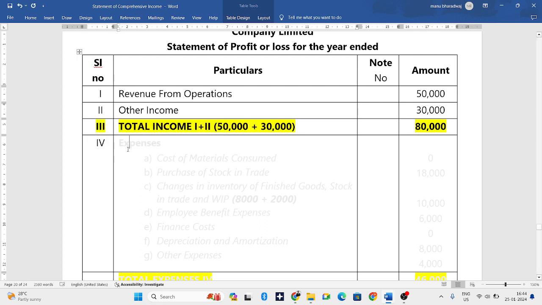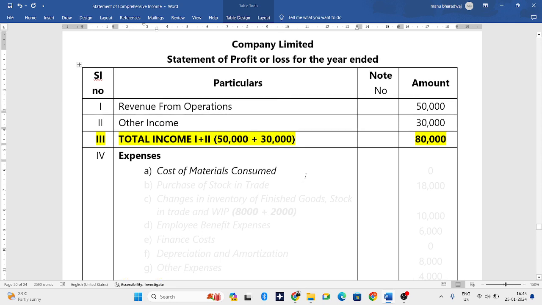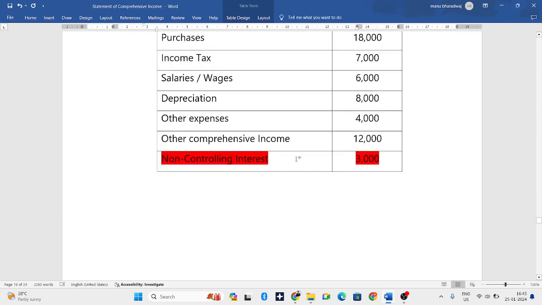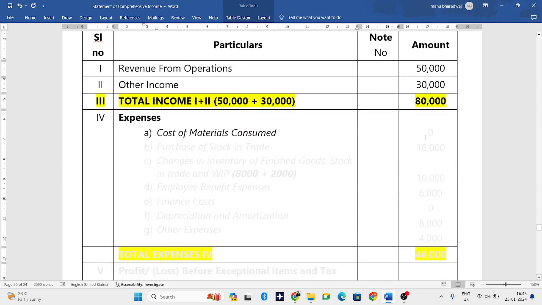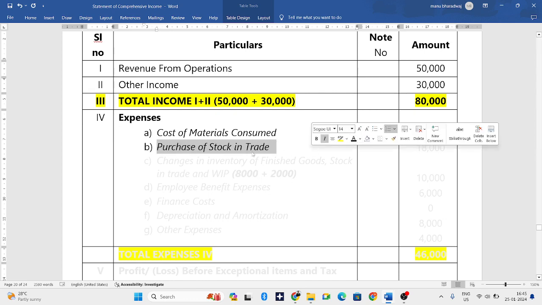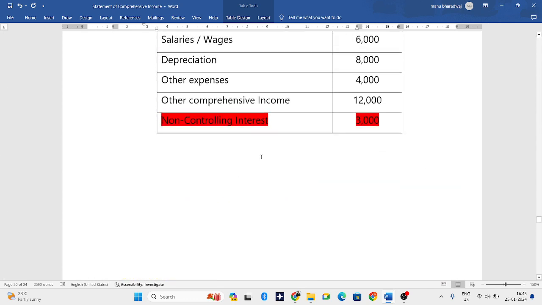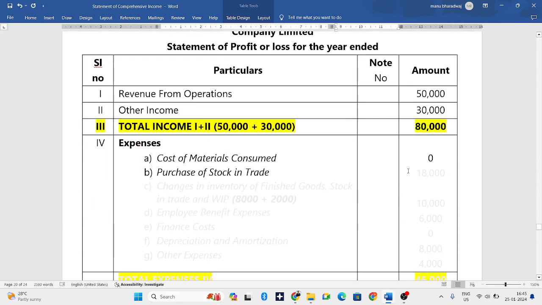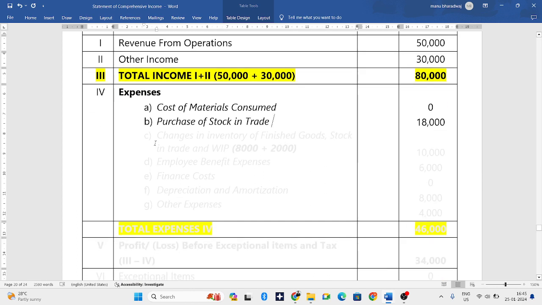After this, we have to consider expenses. There are 7 heads of expenses. First is cost of materials consumed. Now check in question, any cost of material consumed they have given? No, there is no cost of material consumed, so it will be 0. Next, second will be purchase of stock in trade. Check in the question, do we have any purchases? Yes, we have purchases 18,000 rupees. So that 18,000 rupees we have to write over here. Purchases of stock in trade 18,000.